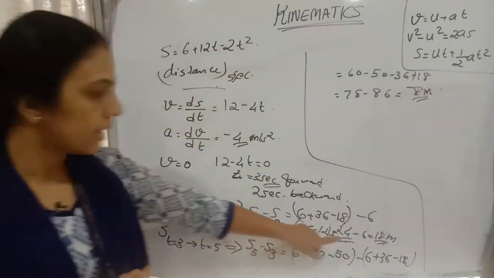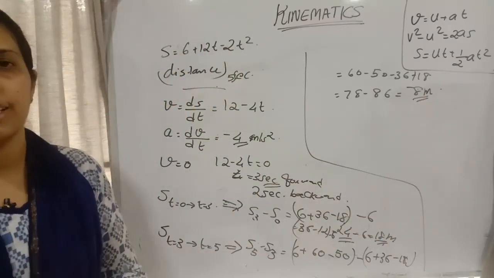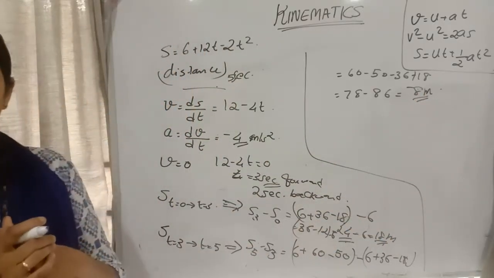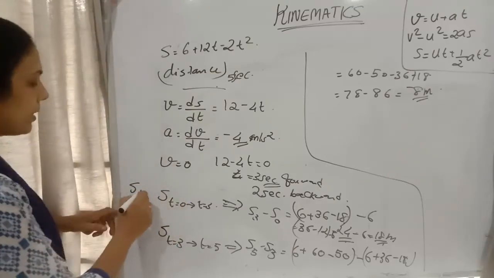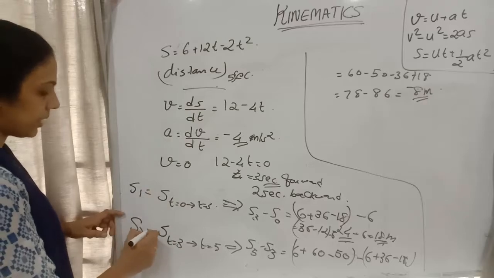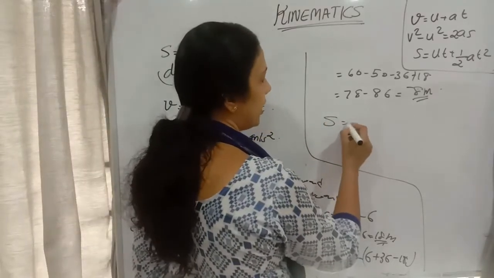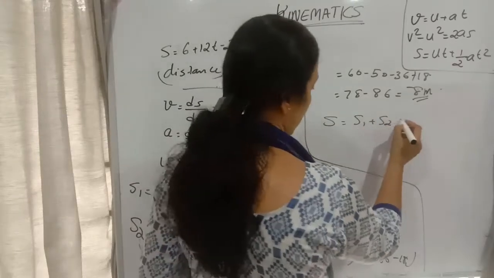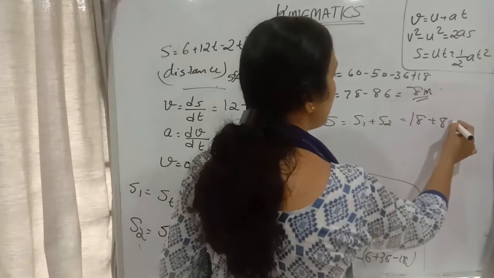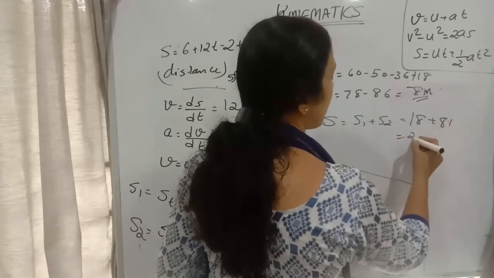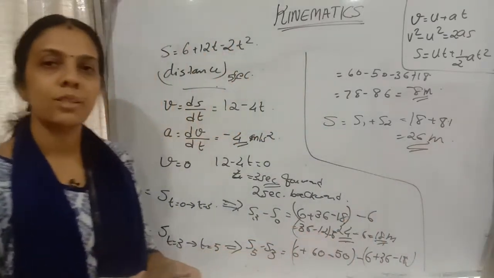So when we are considering only the distance covered, no need to find out the direction, because only distance we are calculating, right? This one I take as S1 and this one as S2. Therefore, the total distance covered will be equal to S1 plus S2. S1 is 18 and S2 is 8. 18 plus 8 is 26 meters. So the answer is 26.